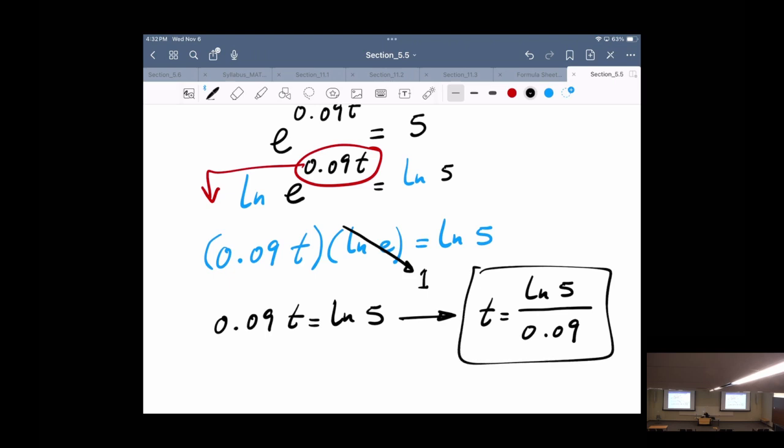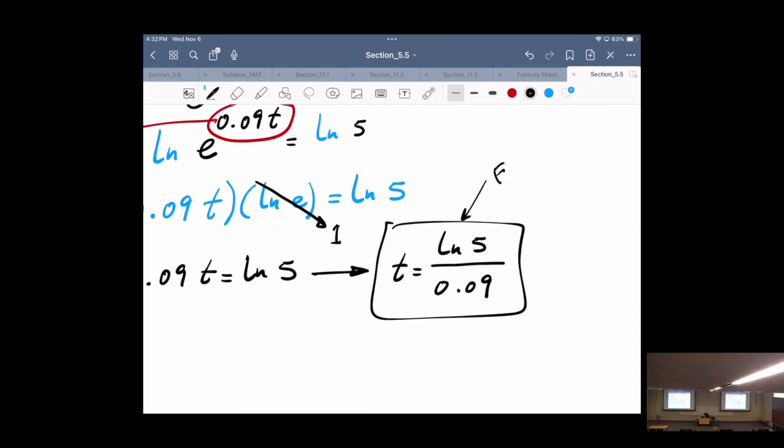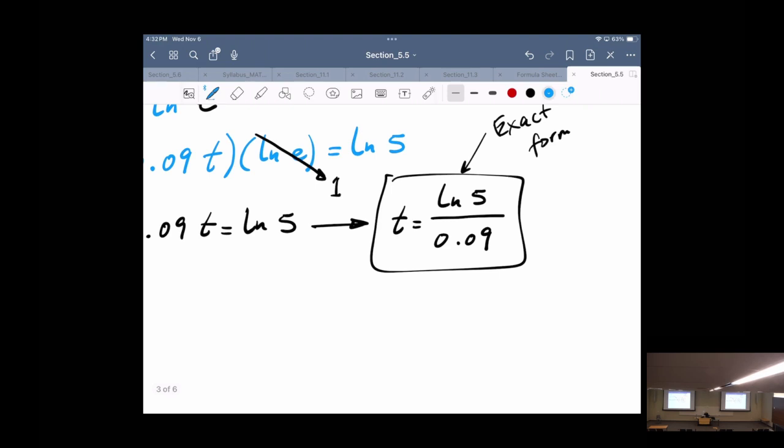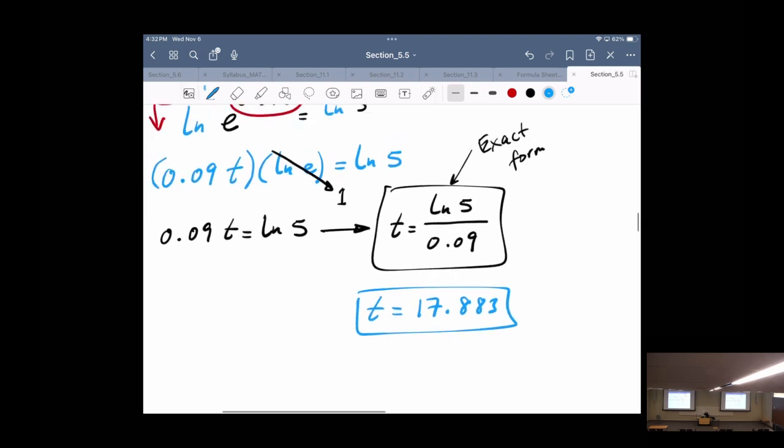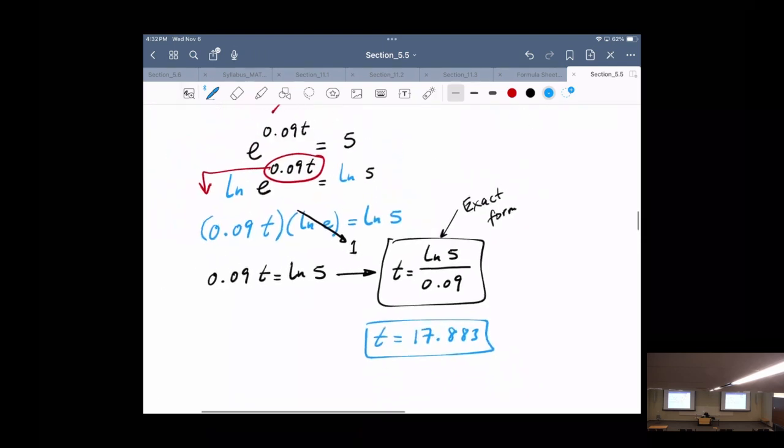So this answer again is in exact form, all right? Exact form. A lot of times, it's useful to leave the answer in exact form, just like that. But if the question asks you to find the answer to, let's say, 3 decimal values, you can use your calculator to find natural log of 5, divide that by 0.09, and you will get t is equal to 17.883. Okay, so that's decimal form. Okay, I hope this is making sense.